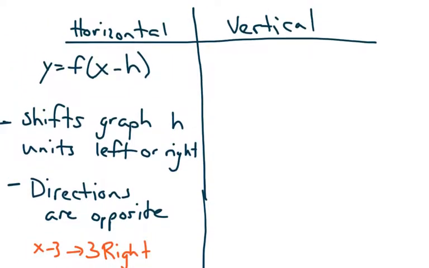Now for vertical translations, it's going to be y equals f of x plus h, not h, it's going to be k. The letter is k.